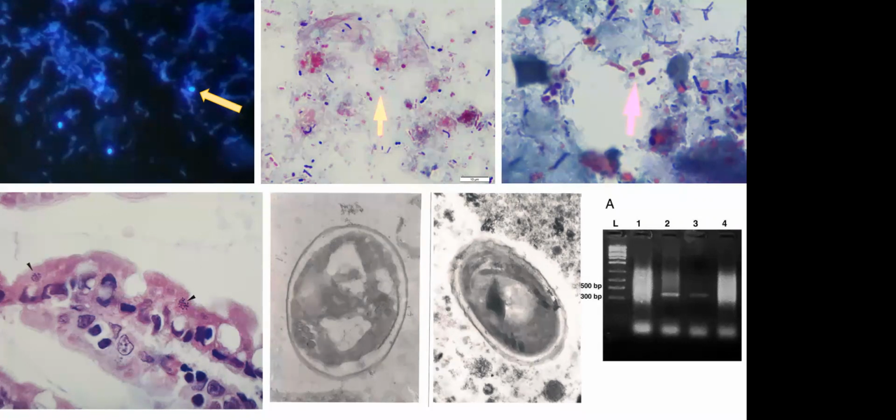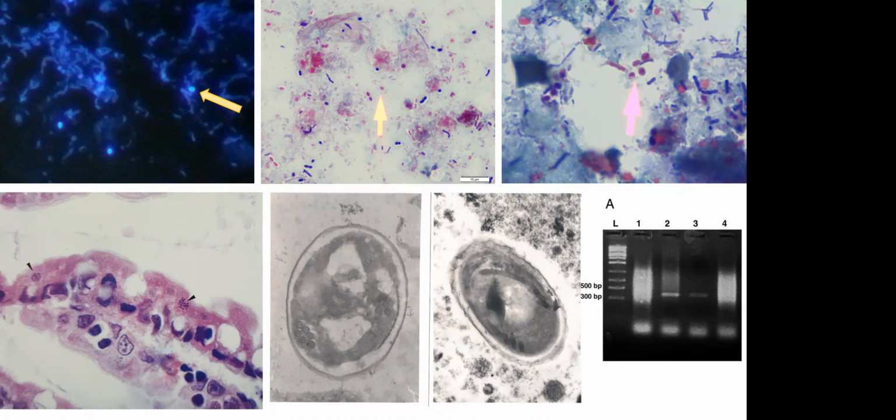And this is at a higher power. In fact, if you look carefully, you can see a little pale area within the spore. This is a vacuole, which is an important microscopic feature that we look for to distinguish the spores from other things in the stool. So this is the modified Gram chromotrope stain.